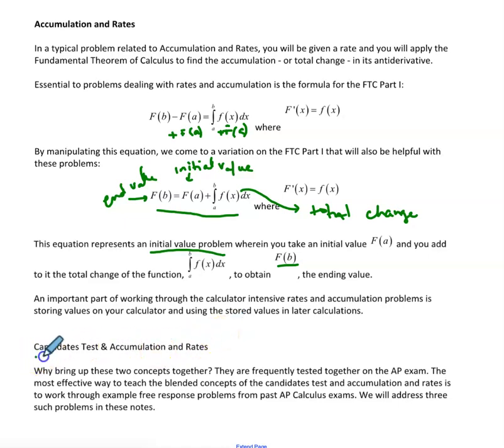So how are we relating the candidates test and accumulation and rates? Because I just reviewed two concepts that you already knew, but I'm putting a new spin on them. So why do we bring them up together? Well, they're frequently tested together on the AP exam. So the most effective way to teach the blended concepts of the candidates test and accumulation and rates is to work through free response problems from past AP exams. And we're going to do 3 of those in these notes.